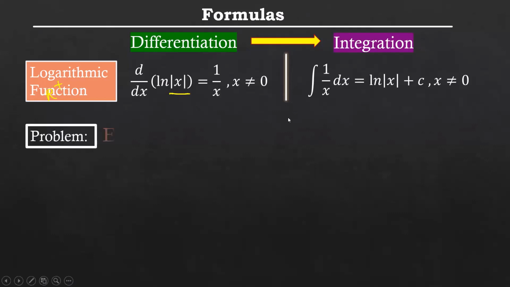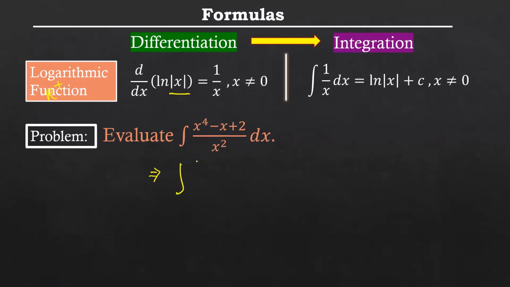Now take one example to clarify the usage of this function. Someone help me solve that problem. How can we solve that? By dividing partially by x square. The first term gives x to the power 4 over x square, that means x square dx. The second term gives minus the integration of 1 by x dx.